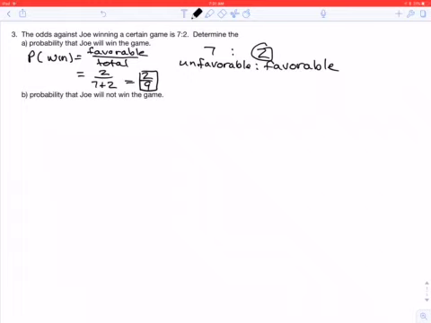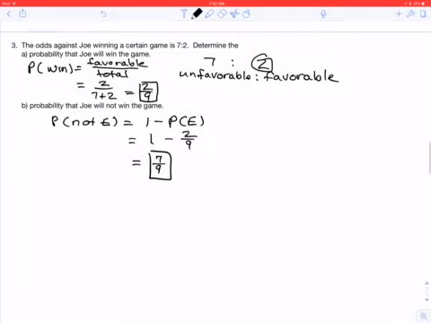So to find the probability that Joe will not win the game, we know the probability of something not happening can be found by just saying 1 minus the probability that it will. That's the complements formula. So the probability that he will not win is 1 minus the probability that he will win. So we get 7/9.